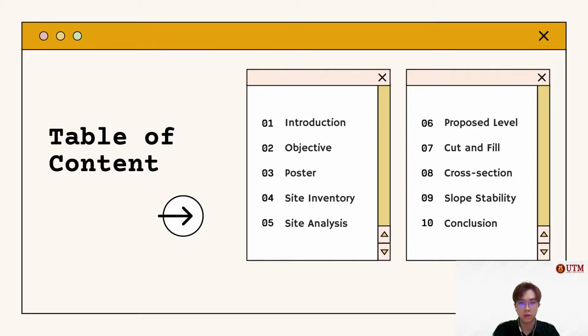In the presentation, there are some contents I would present, which are introduction, objective, poster, site inventory, site analysis, proposed level, cut and fill, cross-section, slope stability, and conclusion.